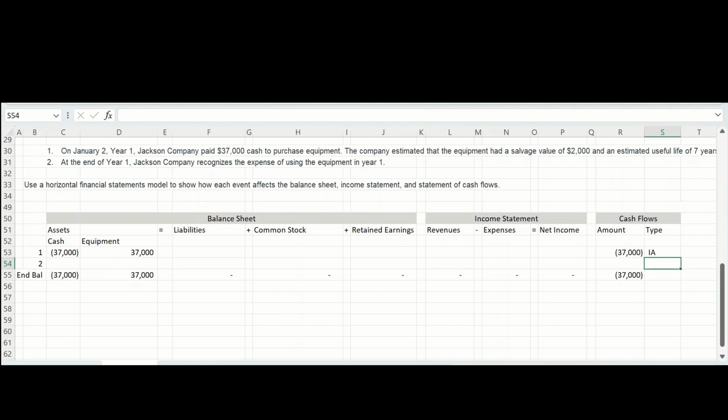Now if we move to number 2, the company recognizes the expense of using the equipment in year 1. So there is $5,000 of depreciation expense, which we must show. So first we have to show it on the balance sheet. We know that expenses affect which account on the balance sheet? Expenses affect retained earnings negatively. So there is a negative $5,000 of retained earnings going out.